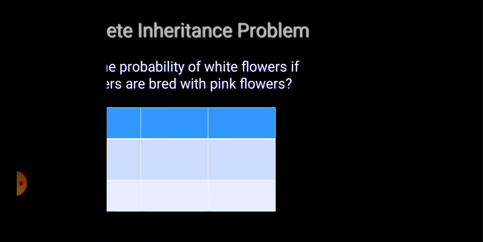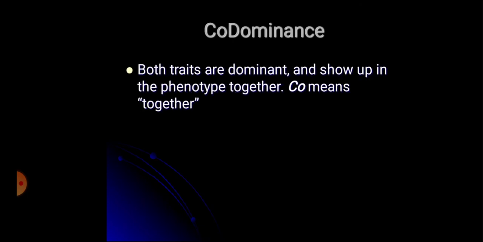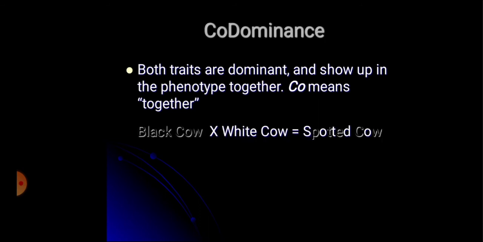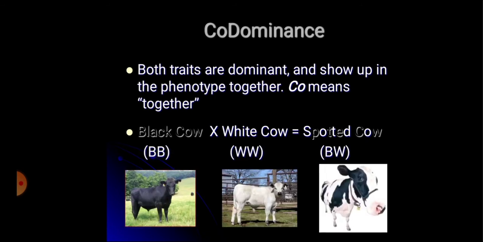Okay po. And in codominance, both traits are dominant and show up in phenotype together. Co means together, combined. Like the example of black cow and white cow, the product of this is a spotted cow. Kung nakikita po natin sa picture or in our PowerPoint.